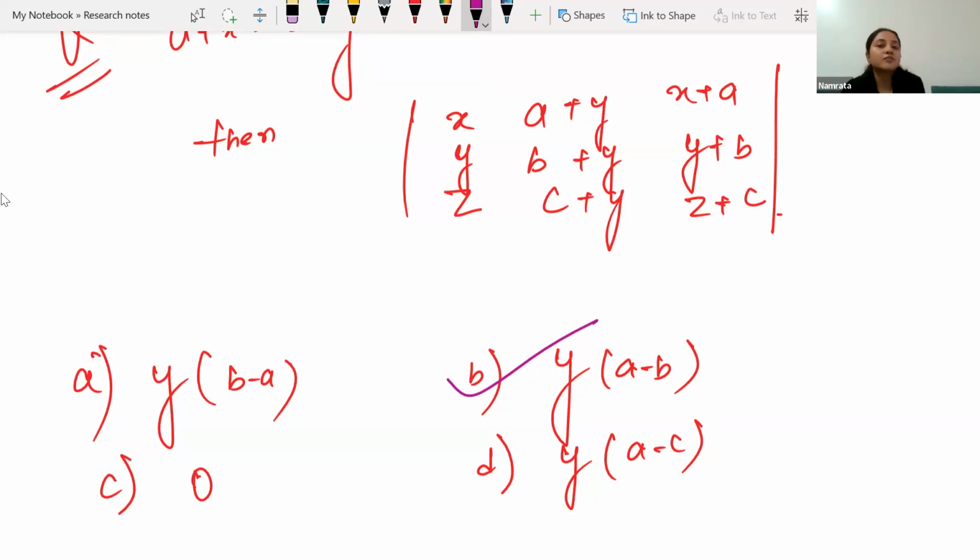Now, there is a property of the determinant: when two rows or two columns are exactly the same, the result will be 0. So directly we are writing the result as 0, and then we have applied the elementary operation. However, without applying the elementary operation also, you could have done it from here.